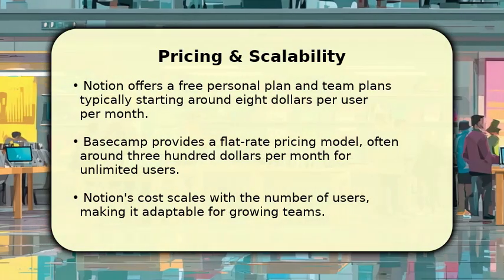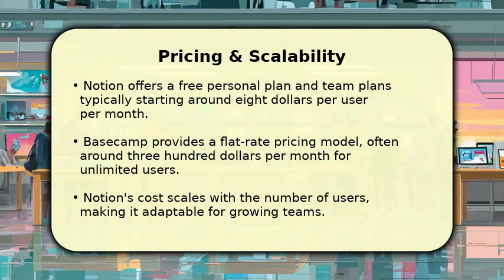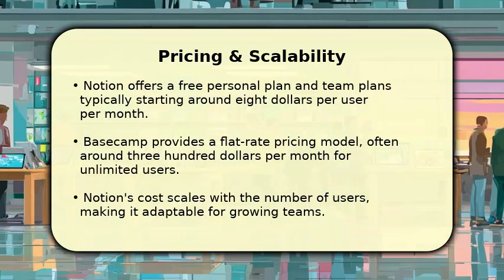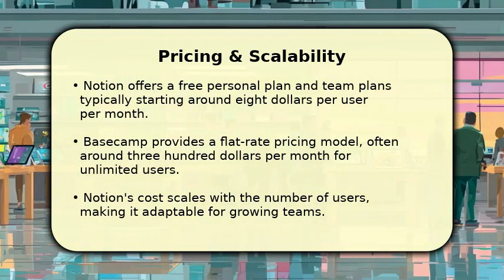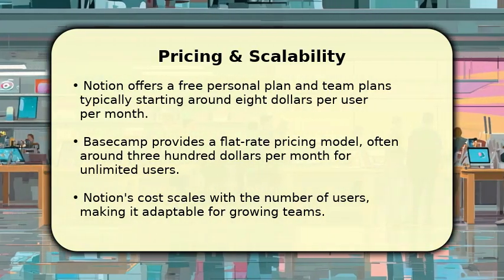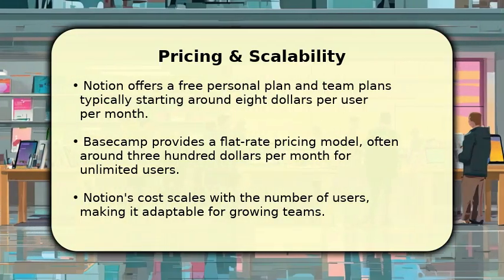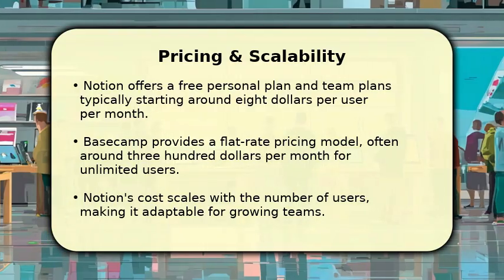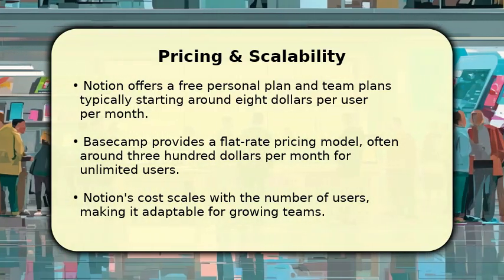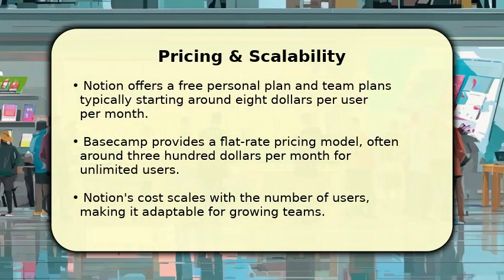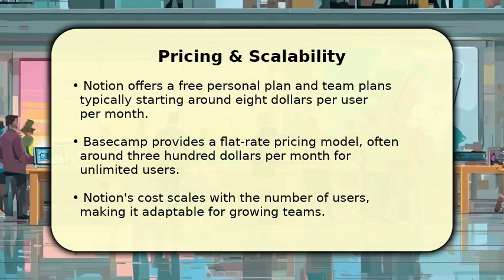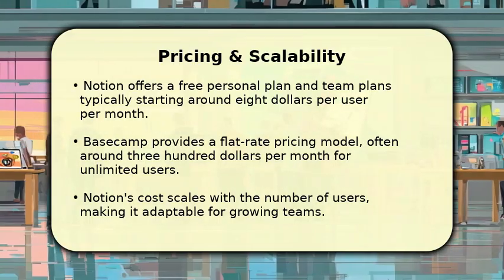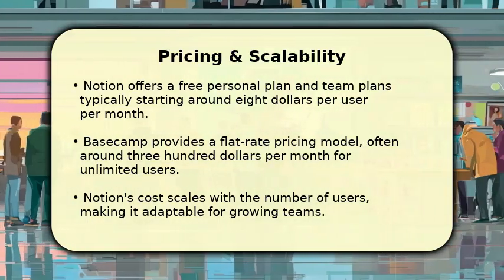When considering cost, Notion offers a free personal plan, and its team plans typically begin around $8 per user per month, scaling with your team's size. Basecamp, on the other hand, often provides a flat-rate model, which can be around $300 per month for unlimited users, offering predictable expenses. This means Notion's cost grows with your team, while Basecamp provides a consistent, fixed price for expanding organizations, simplifying budgeting for larger groups.